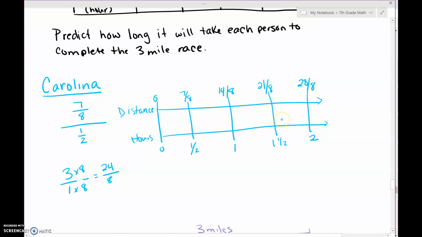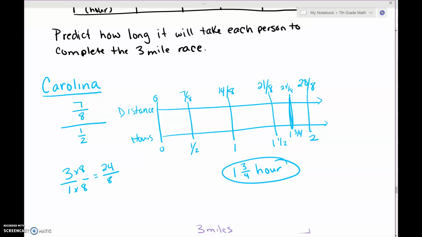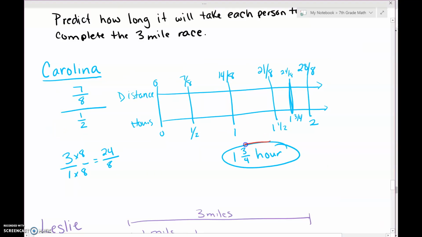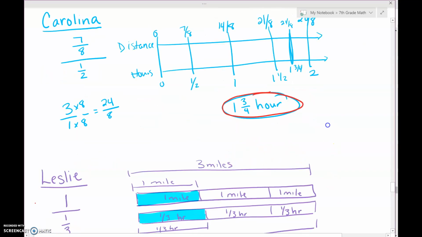So she can be somewhere in between. She can be about here. We know that she needs to get to 24 eighths of a mile. So I'm going to say that's probably 1 3/4 of an hour. It's not quite half, but I don't need to be exact. But I didn't really have to do a whole lot of math here. I didn't have to figure out her unit rate. I just had to make my table here. So Carolina, we say, will be about 1 3/4 of an hour to complete the race. I'm going to change my pen color so that I can find this easily, right? 1 3/4 of an hour.